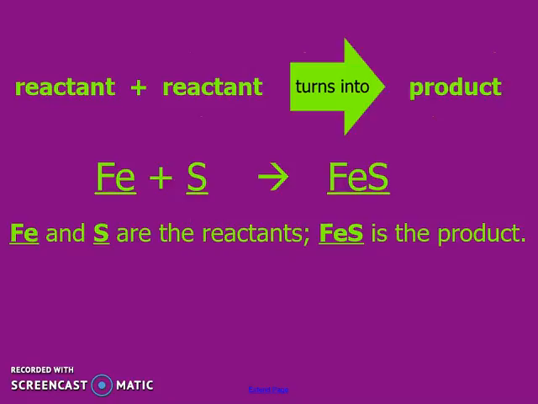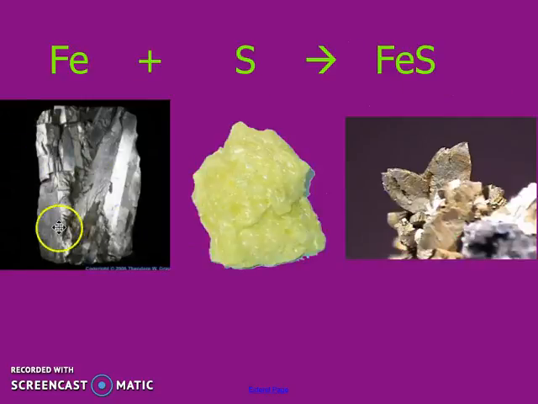So for example, if we have iron plus sulfur, we have Fe plus S turns into FeS. So you have your reactant and your reactant that's turning into the product. That's what this arrow is showing you. It's what's turning into. So Fe and S are your reactants on the left side of the equation, and FeS is your product that's on the right-hand side of the equation. So you can see here, this is what iron looks like before the reaction. This is sulfur. Combine them, this is what you get.